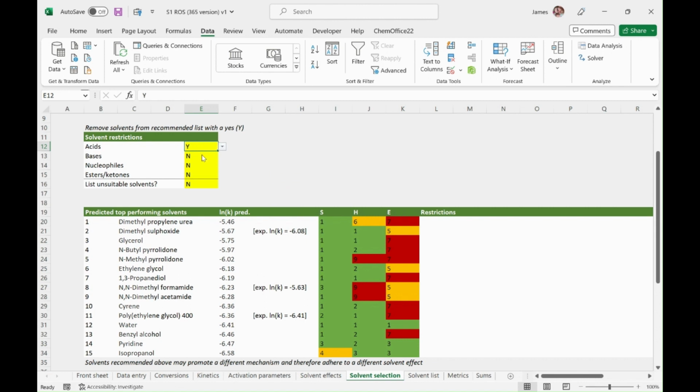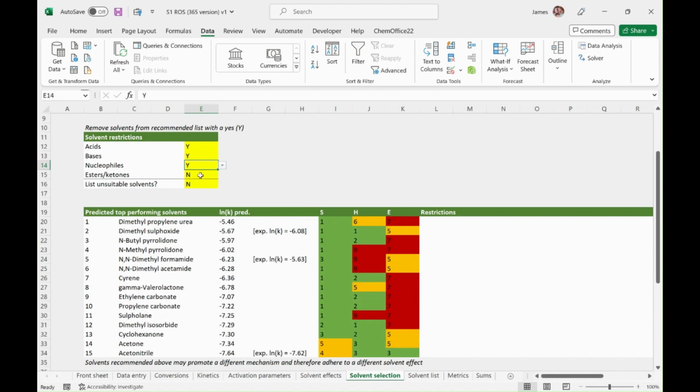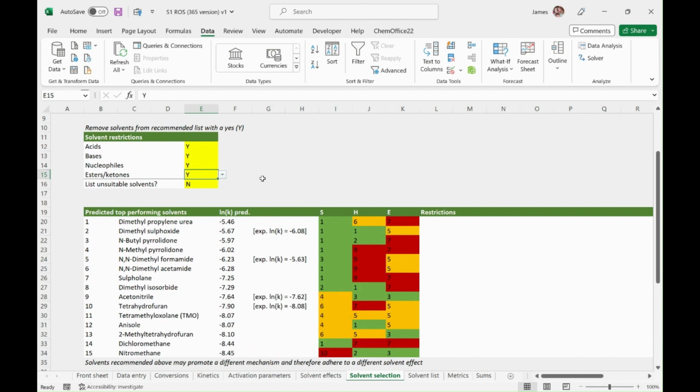If we get rid of acids, for example, since we're using a base as one of our reactants, an acid is going to neutralize the base and therefore make it less effective. We can also get rid of other bases which might compete with the intended reaction. Nucleophiles: in this case, this reaction does tolerate solvents which are nucleophiles, say alcohols, but in other examples of Michael additions you'll get a competitive reaction, so we could remove these as well. And again, we could remove potentially reactive solvents, so esters and ketones for example.